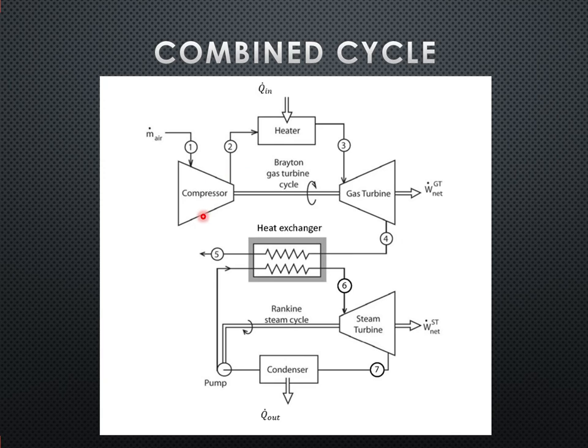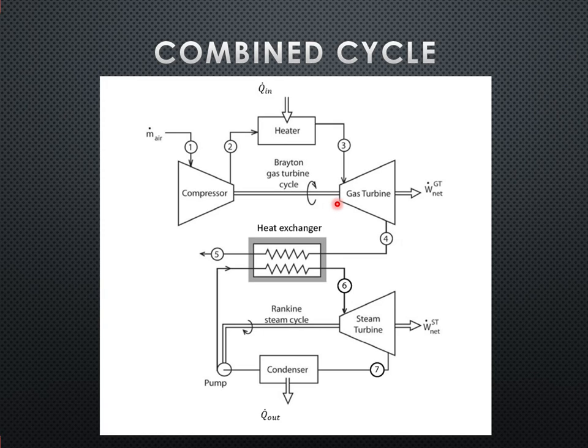The compressed air moves into a combustion chamber or a heater where it mixes with fuel. The resulting gas is the product of the mixture of air and fuel, and the temperature increases. This is a constant pressure heat addition process. The gas is now moving into a gas turbine.